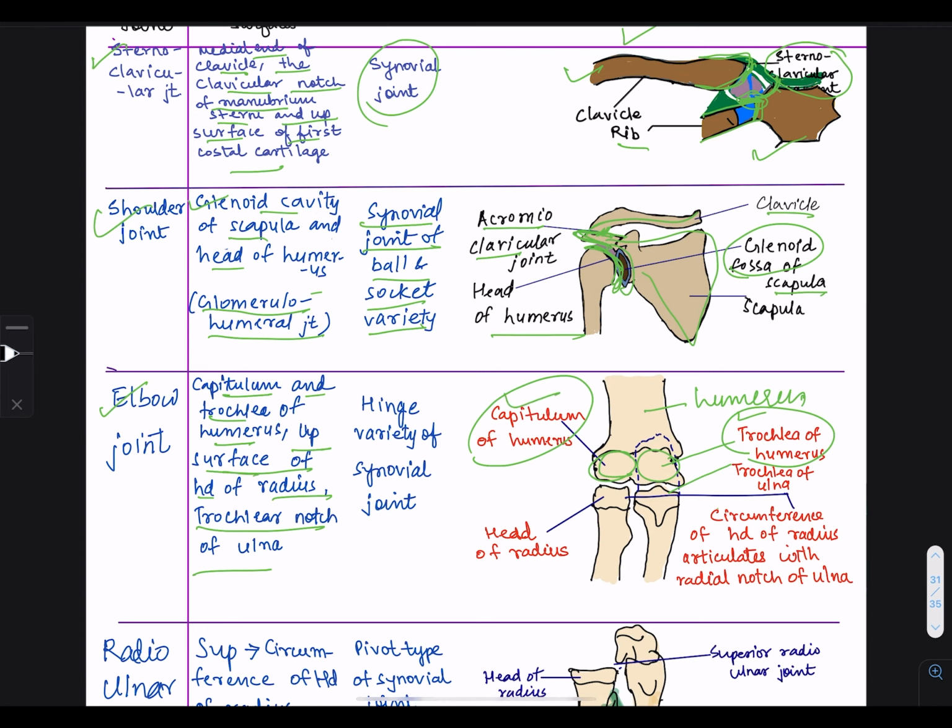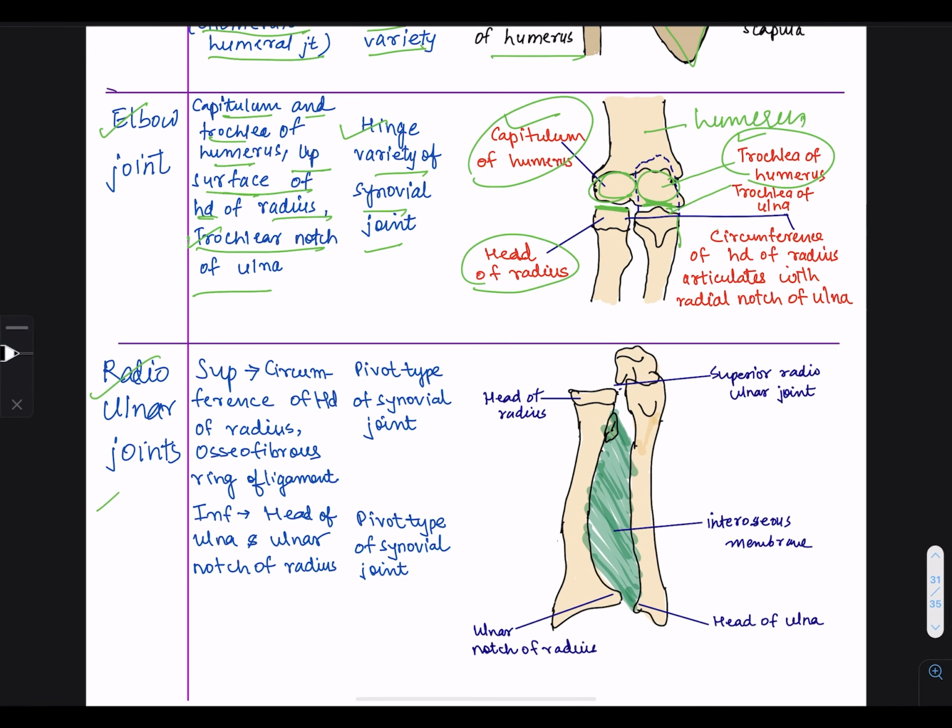Then the upper surface of the head of the radius. This is the head of the radius. So the upper surface will form the articular surface too. Then the trochlear notch of ulna. This bone is ulna, and here is the trochlear notch of ulna. So these are the articular surfaces. Then the variety of this joint is hinge variety of synovial joint.